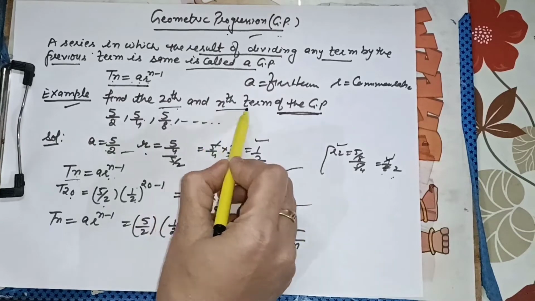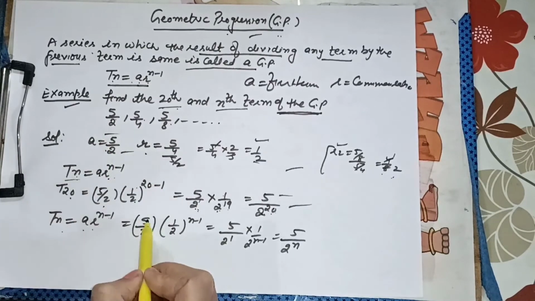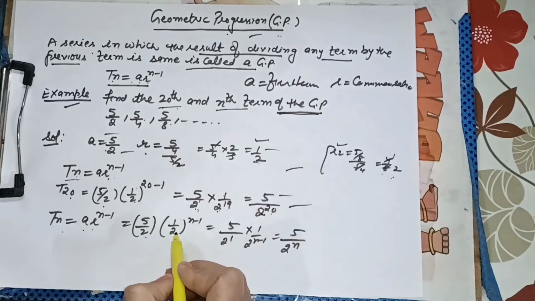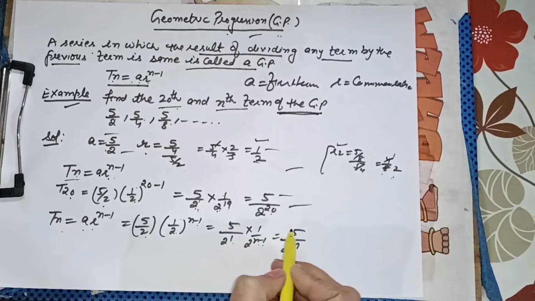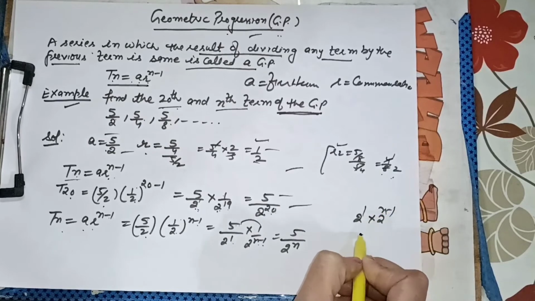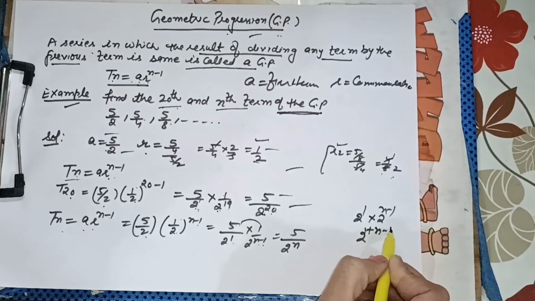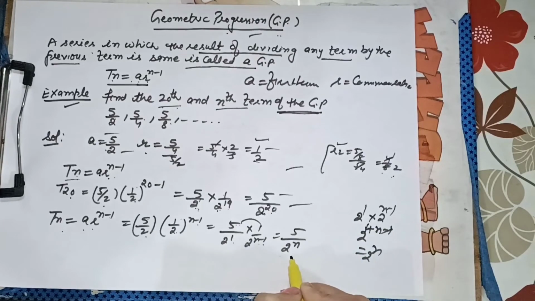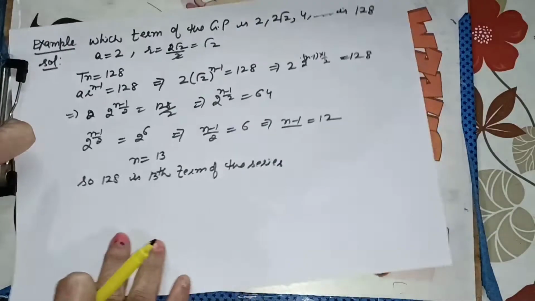And in the second part, we have to calculate the nth term. The nth term is A r raised to the power n minus 1. Here A is 5 by 2, and r we have already obtained, that is 1 by 2 raised to the power n minus 1. So I can write 5 by 2, 1 over 2 raised to the power n minus 1. So 5 into 1 is 5. And in the case of the 2 and the 1 over 2 raised to the power n minus 1, because the base is the same and there is a multiplication sign, the powers will be added. The 1 is cancelled, so finally we obtain 2 raised to the power n. So this is an illustration. That means whenever we have to find any term, we will use this general formula, Tn is equal to A r raised to the power n minus 1.